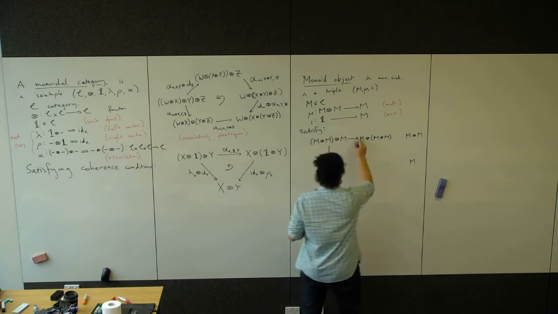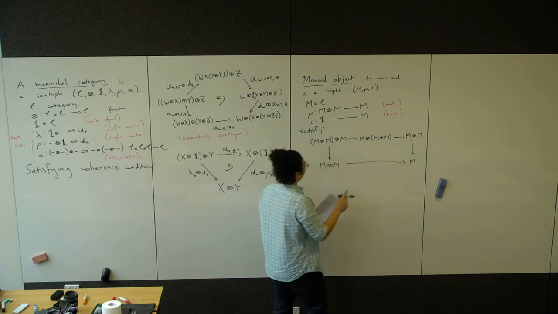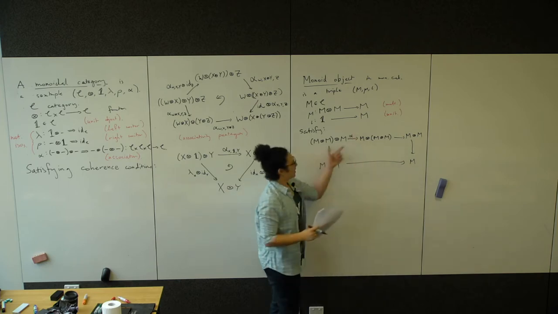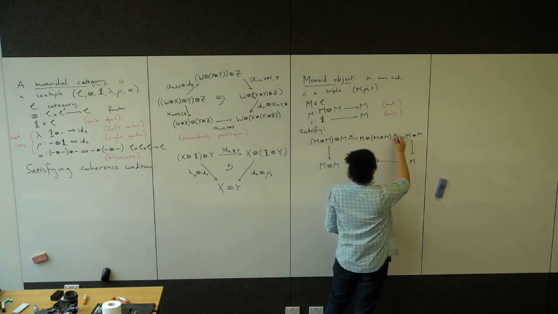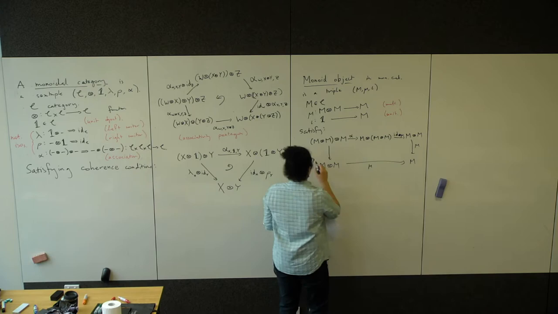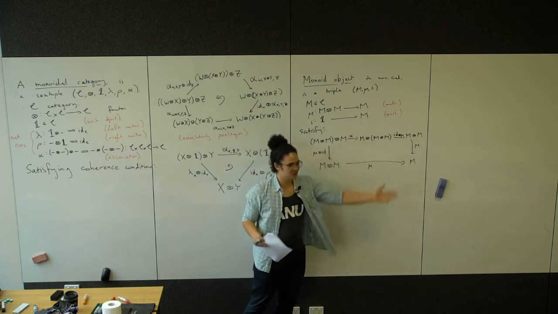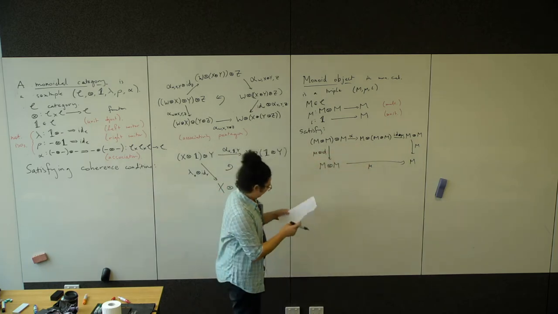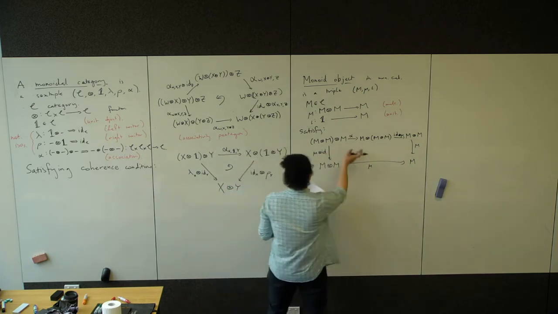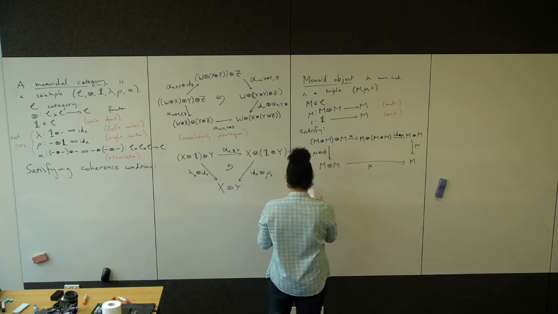So let's see. We use the associator to move the brackets here, and then we do the identity tensor the multiplication, and here we do the multiplication, here we do the multiplication, and here we do the multiplication tensor the identity. So this is saying that I can do the multiplication either way. So this is associativity, and we want this thing to have a unit.